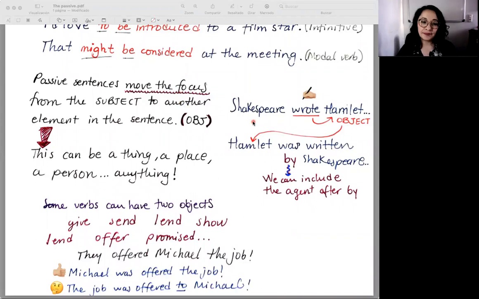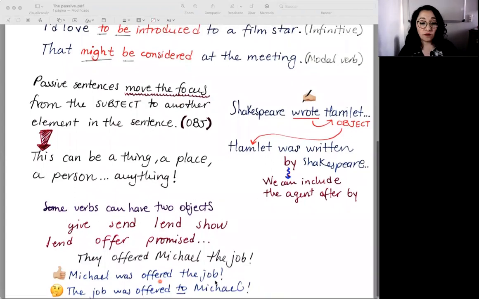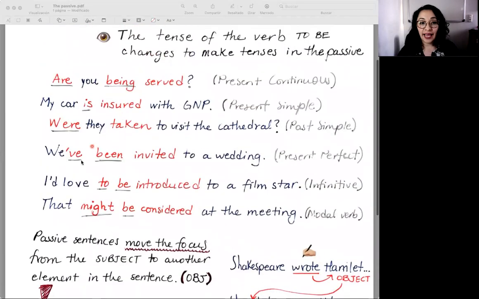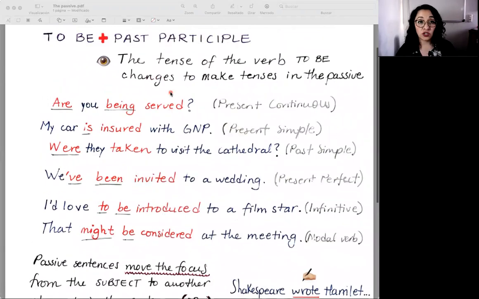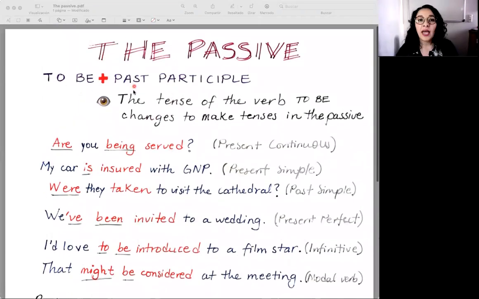sometimes we can't. A sentence like Michael was offered the job, or a sentence like we've been invited to a wedding, or even are you being served, sound weird in Spanish if we use a passive construction like this, verb to be and past participle. In the other video, I explain some examples of the strategies Spanish offers to focus on one element of the sentence, to focus on the object of the sentence. Check them out too.